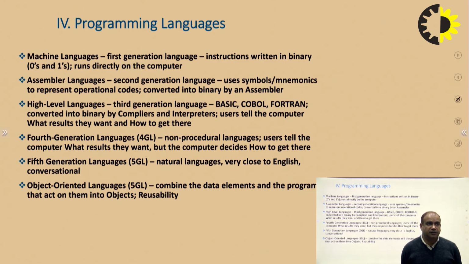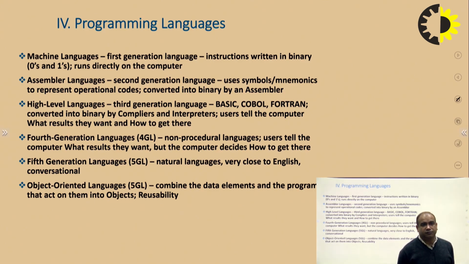First is machine language, the first generation language, instructions written in binary that can be 0 or 1, run directly on the computer. If I talk about the assembly language, or we can say assembler language, that is second generation language, it uses symbol mnemonics to represent opcode, converted into binary by an assembler. High level language is the third generation language, like BASIC, COBOL, Fortran, converted into binary by compiler and interpreter. User tells the computer what result they want and how to get there.